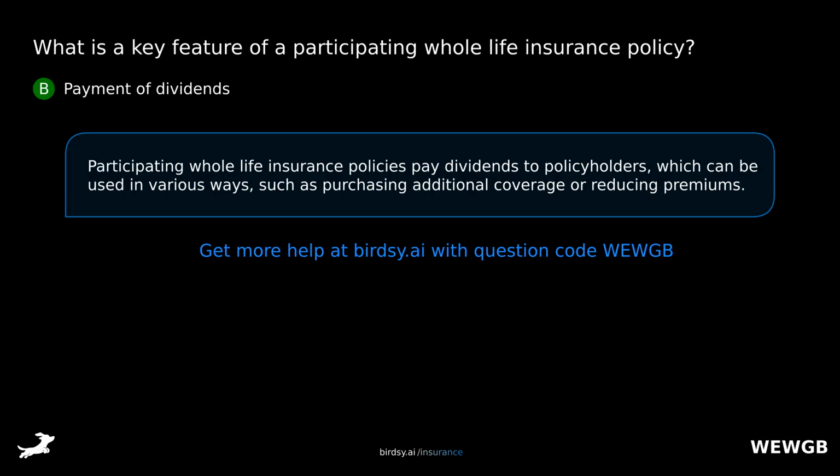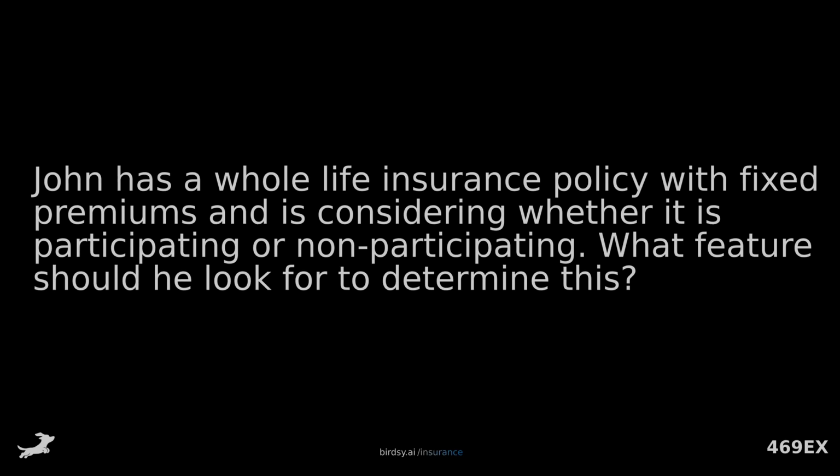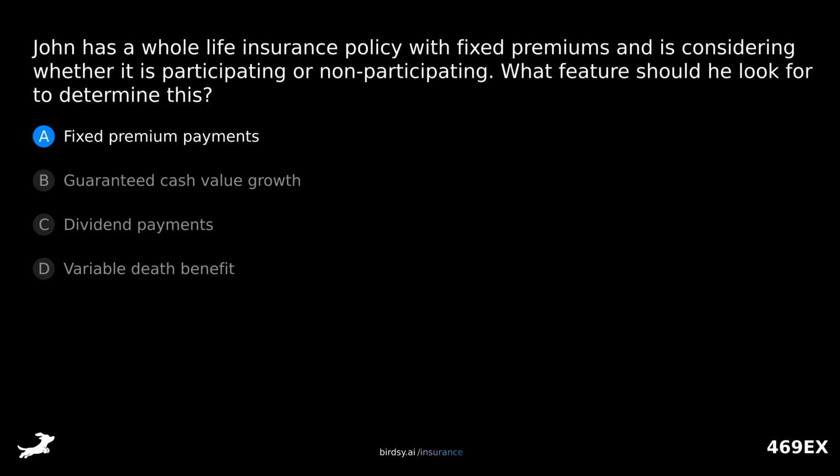John has a whole life insurance policy with fixed premiums and is considering whether it is participating or non-participating. What feature should he look for to determine this? Is it A, fixed premium payments, B, guaranteed cash value growth, C, dividend payments, or D, variable death benefit? The answer is C, dividend payments.